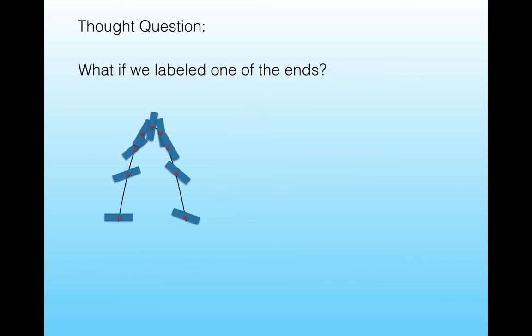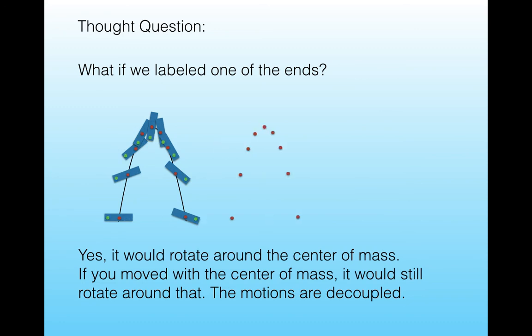Now, if instead we labeled one of the ends with these green dots, you can see that the green dots, which would mark one side of it, will change the trajectory from the traditional parabola. But what's really happening is that if we put the centers of mass right on top of each other, the center of mass, which is following these red dot trajectories, and the green are just rotating around them. So the center of mass is doing its own thing, and the rotation around that center of mass, which is represented by the green dots, is actually decoupled from the trajectory of the center of mass.